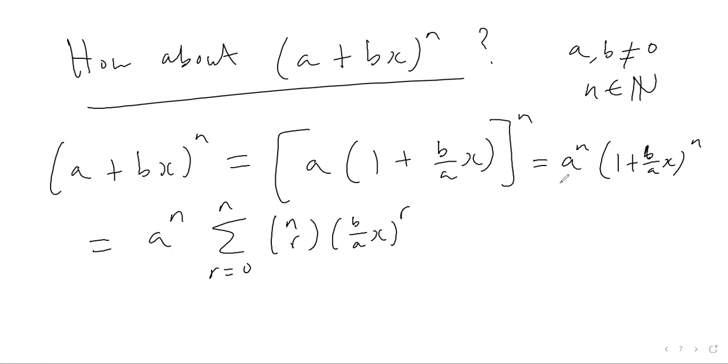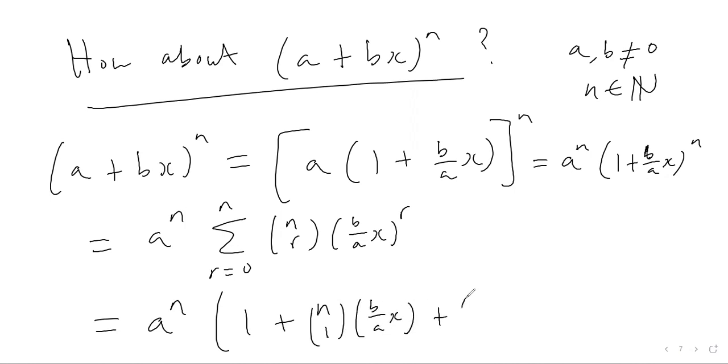So it's going to be a to the power of n, multiplied by the expansion for 1 plus b over a times x to the power of n, which would be this expansion here. So in other words, it's going to be a to the power of n multiplied by 1 plus n choose 1 multiplied by b over a times x to the power of 1, plus n choose 2 multiplied by b over a x all to the power of 2, and so on until you get to n choose n, which is again just the number 1.